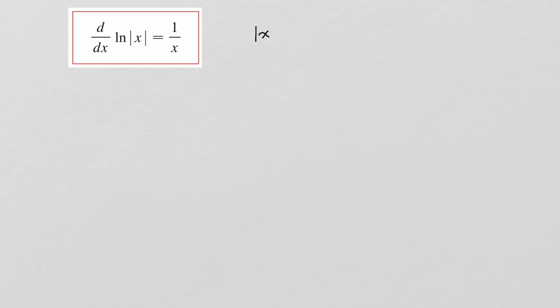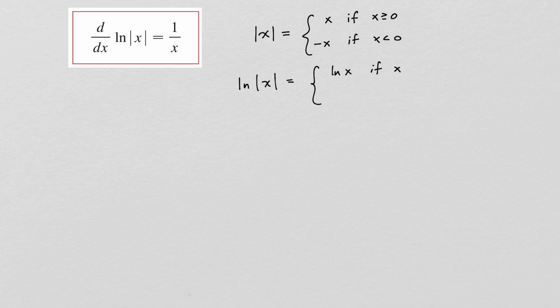So we know the definition of the absolute value of x is that it is equal to x if x is greater than or equal to 0, and it is negative x if x is less than 0. Therefore, the natural log of the absolute value of x would be equal to the natural log of x if x is strictly greater than 0, and it will be natural log of negative x if x is strictly less than 0. So one quick comment to make here is the reason I can't include 0 down here is that we cannot take the natural log of 0.